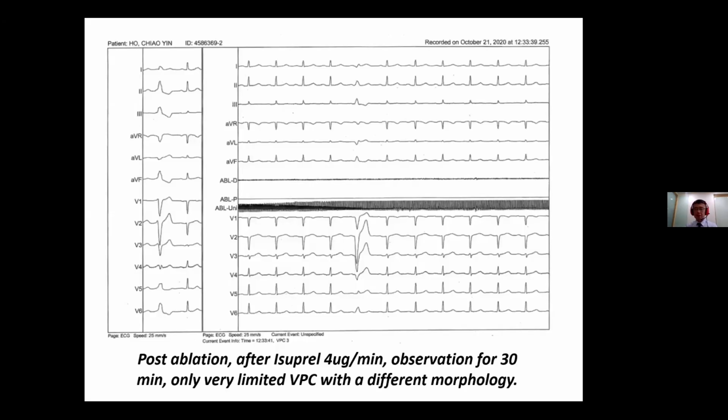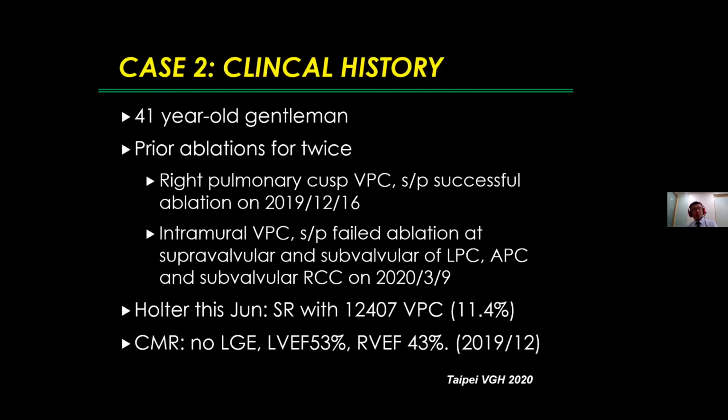For the second case, the history of this case: he is a 41-year-old gentleman, and actually this time is the third ablation procedure. He received two ablation procedures before. The first time was last year, December 2019, and we identified a right coronary cusp PVC and had a successful ablation at that time. But after going home, the patient relapsed and showed some PVC, and because of increasing burden, he received a second procedure in March.